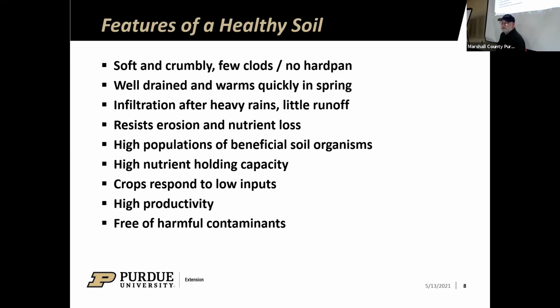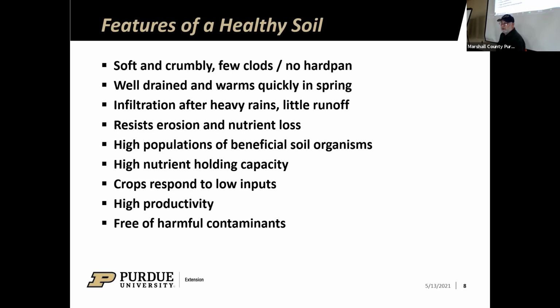Resist erosion and nutrient loss. Soil leaving the site takes nutrients with it. And again, we're losing that soil that takes a long time to build. High population of beneficial soil organisms that's tied to healthy soil. As soils get depleted of organic matter, the soil organisms shift to less healthy organisms and less of them. High nutrient holding capacity, crop responds to low inputs because of the fact that we build our soil.